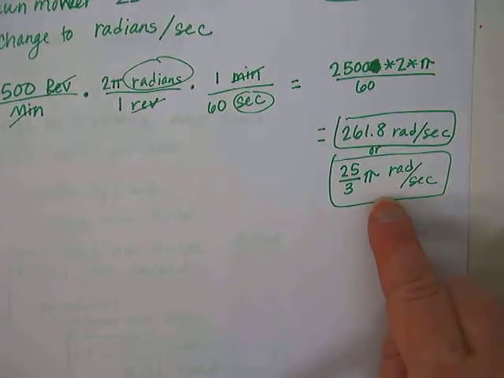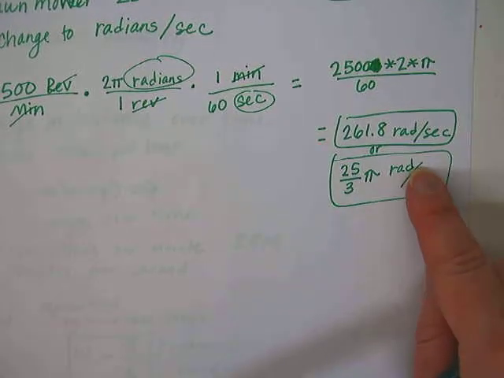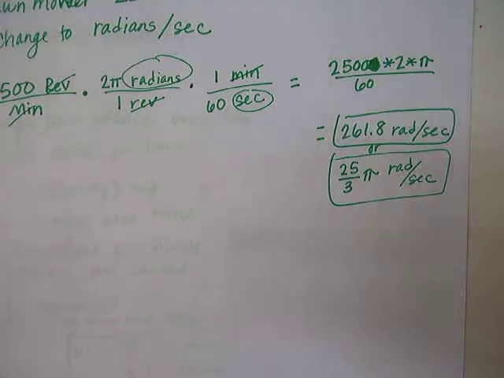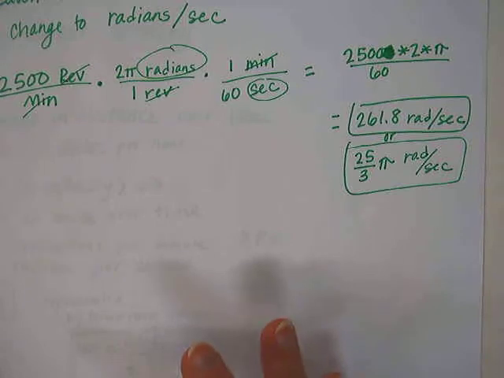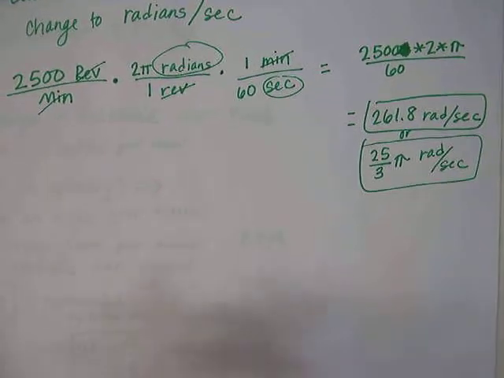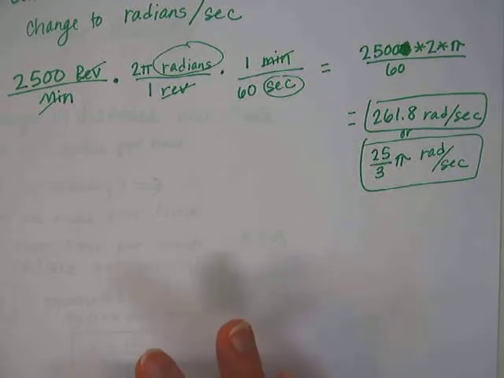So you have to pay attention to whether they want you to leave the answer exact, like something like this, or leave the answer as a decimal. Okay, so the instructions will usually say how they want your answer left.